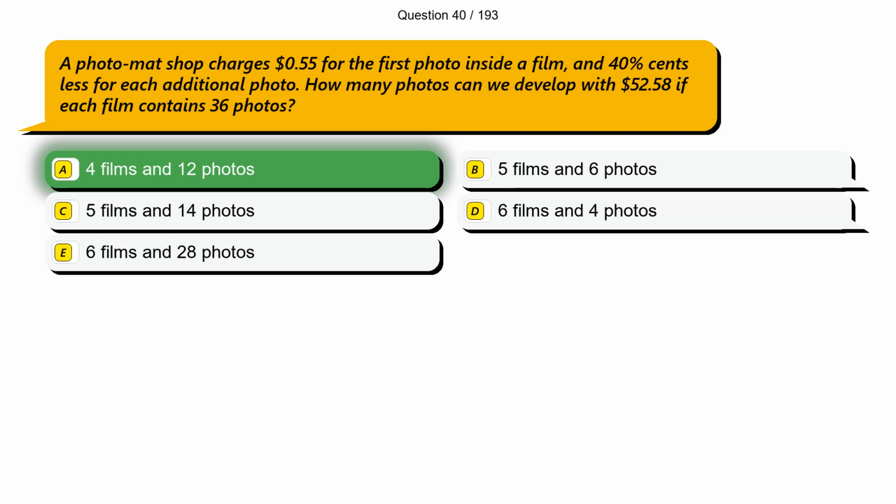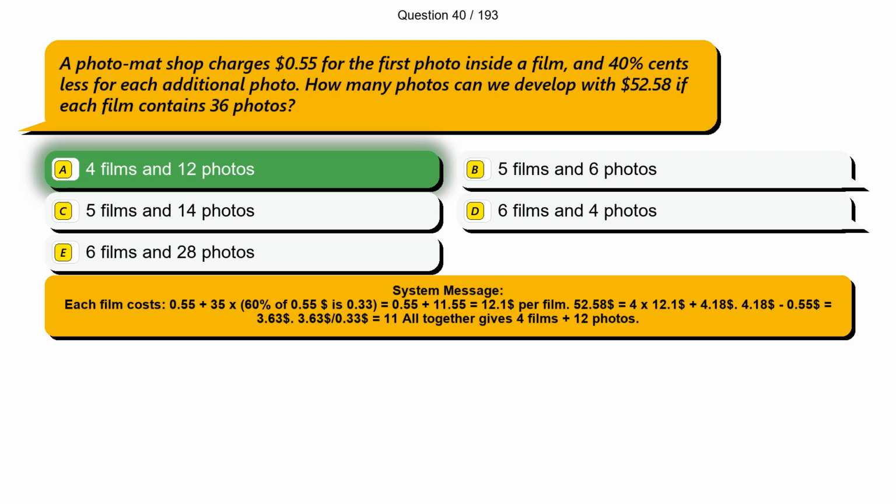The correct answer is option A, 4 films and 12 photos. Each film costs 0.55 plus 35 times 0.33, since 60% of 55 cents is 0.33, which equals 0.55 plus 11.55 equals $12.10 per film. $52.58 equals 4 times $12.10 plus $4.18. $4.18 minus 55 cents equals $3.63. $3.63 divided by $0.33 equals 11, which altogether gives 4 films plus 12 photos.